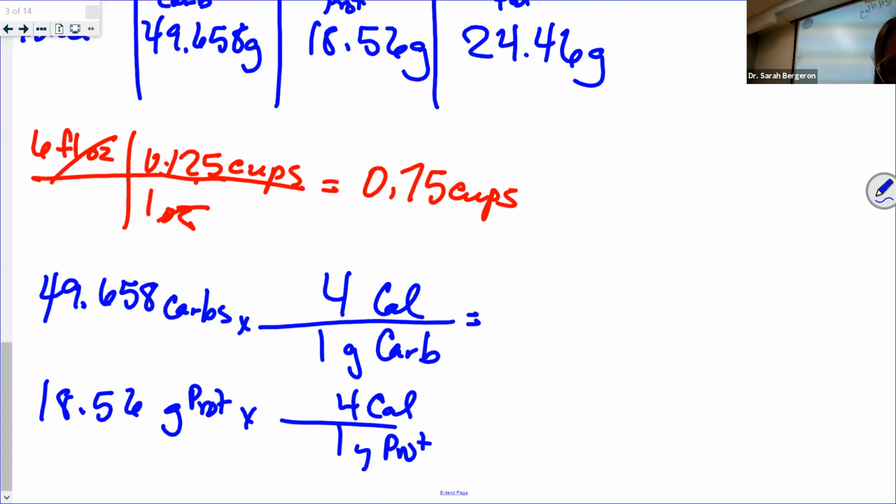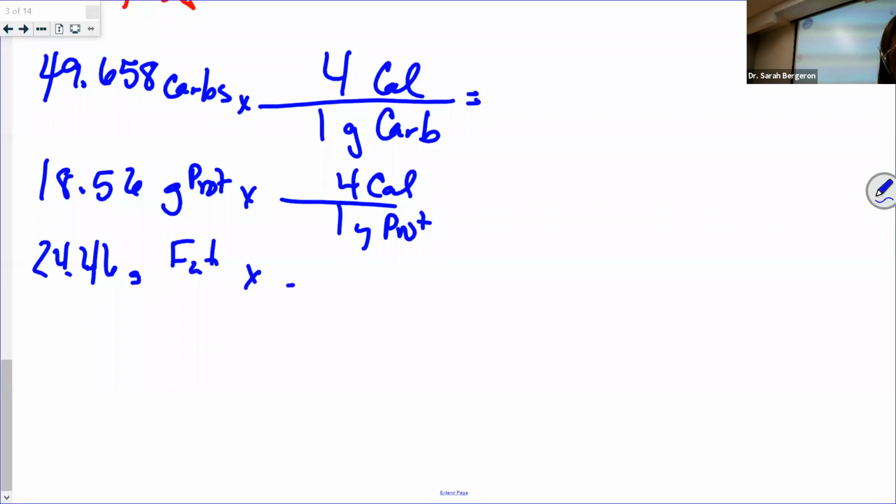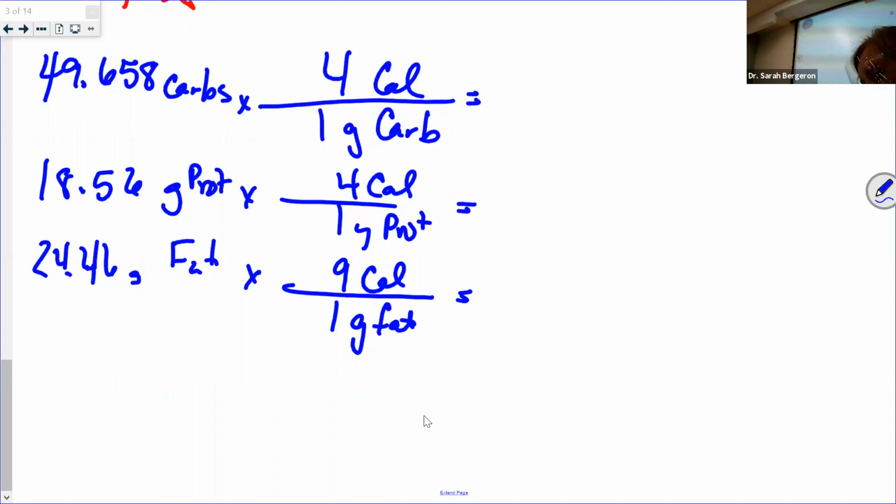And then the same thing down here, 24.46 grams of fat this time. I'm getting too low on the page. But fat, be careful. What is fat? 9 calories in 1 gram of fat. So what do we get for each one? I think y'all gave me the total. So protein, somebody says protein is 74.24. Okay. How about carbs or fat?